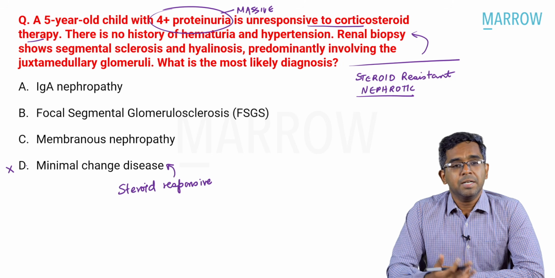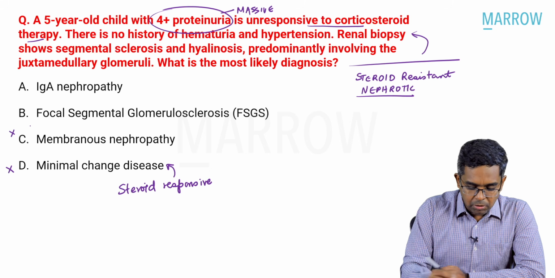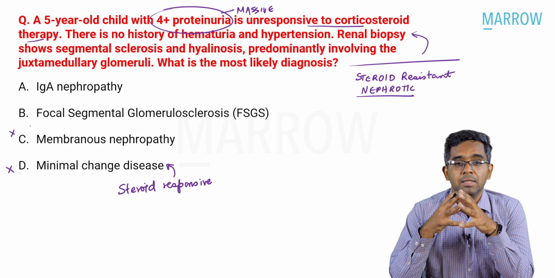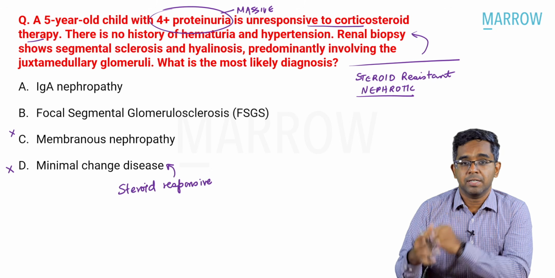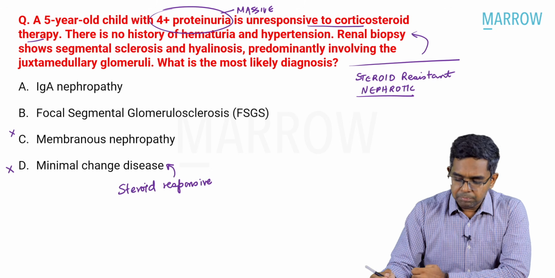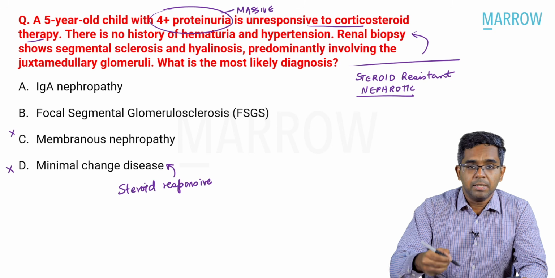Okay, right. See, membranous nephropathy is not at all common in children. It's more common in adults. Not only that, membranous nephropathy can present with hematuria and hypertension. More of a nephritic presentation can be there. So that is ruled out, right? Okay. Then look at the remaining two options.